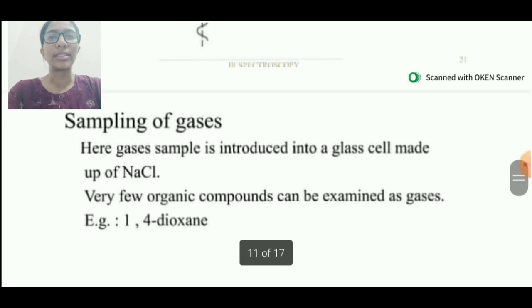Sampling of gases. Here the gas sample is introduced into a glass cell made up of NaCl. Very few organic compounds can be examined as gases. Example, 1,4-dioxane.